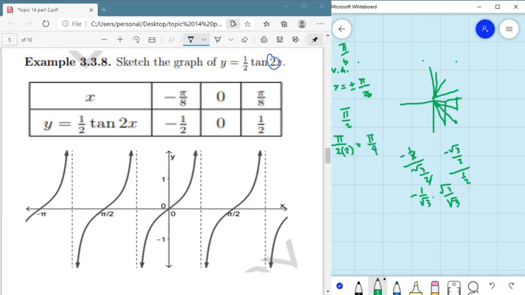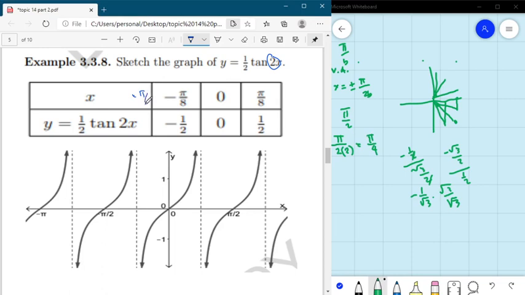So, meaning, from negative pi over 4 to pi over 4, this is the part where your tangent is undefined. That is what appears. Okay. This part here, your tangent is 0. Okay?